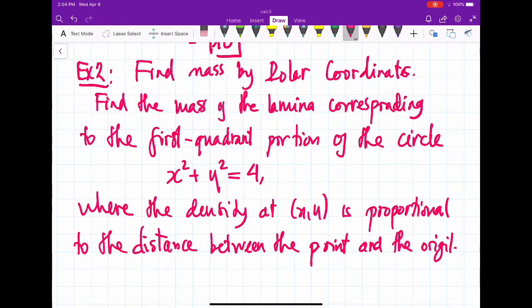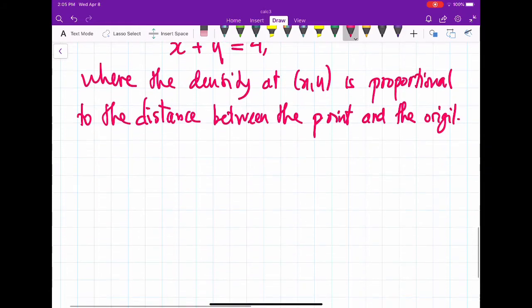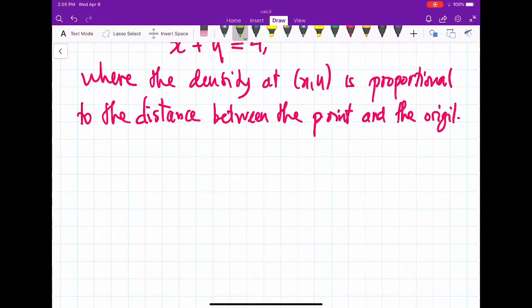In this example, we need to find the mass of the lamina corresponding to the first quadrant portion of the circle, x squared plus y squared equal to 4, where the density at x, y is proportional to the distance between the point and the origin. They don't give you the density, so you have to find that, okay? We need to draw it first, right? Need to graph that first.